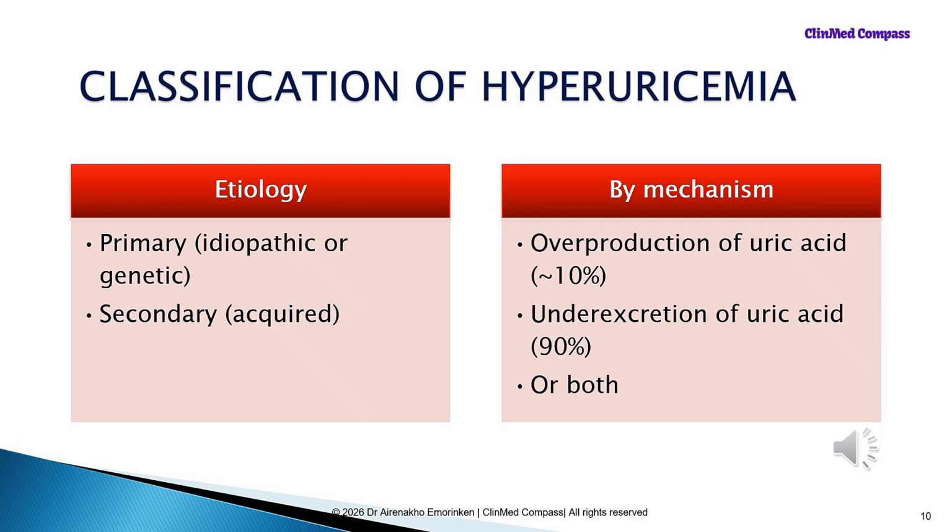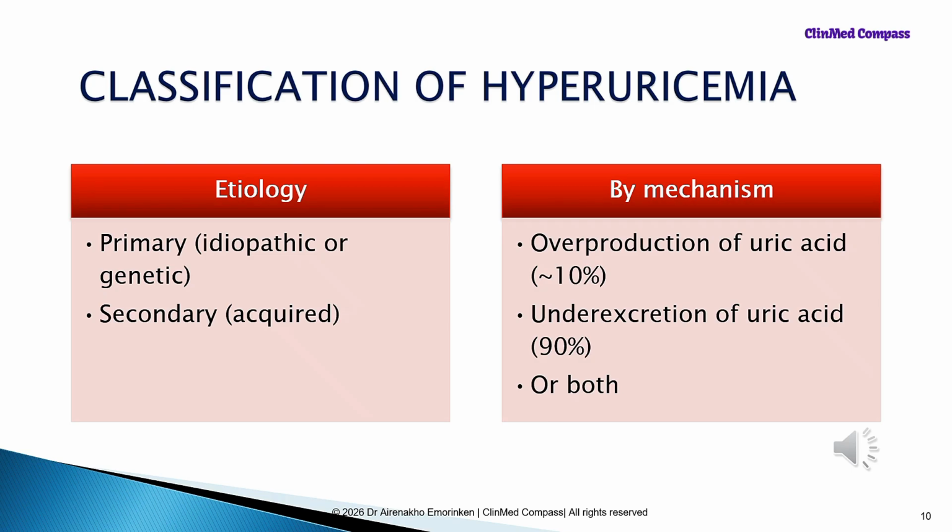Hyperuricemia can be classified in two complementary ways. First, by etiology, as primary hyperuricemia, which is idiopathic or genetic, often presenting without another clear cause. Secondary hyperuricemia is acquired, resulting from another disease, medication, or lifestyle factor. Second, by mechanism. About 10% of hyperuricemic cases stem from uric acid overproduction and 90% from under-excretion, and some patients have a combination of both. This makes the under-excretion group the dominant mechanism in gout.